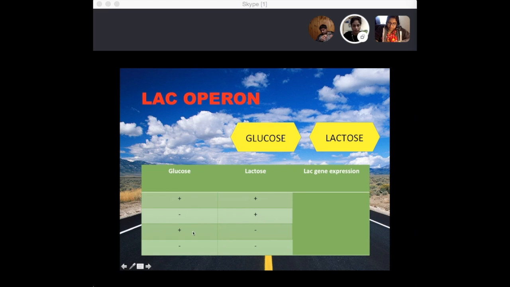If the cell has glucose available and no lactose available, will there be lac gene expression, aka will the cell be using lactose? No, right, because it's not even available. So no lactose means it's not going to do any Lac Operon business, no lac gene expression. And lastly, if there's no glucose and no lactose, what do you think the cell is going to do? Will there be any lac gene expression at the least? No, right, exactly. There's no lactose, so it can't use anything to even make lac metabolites.